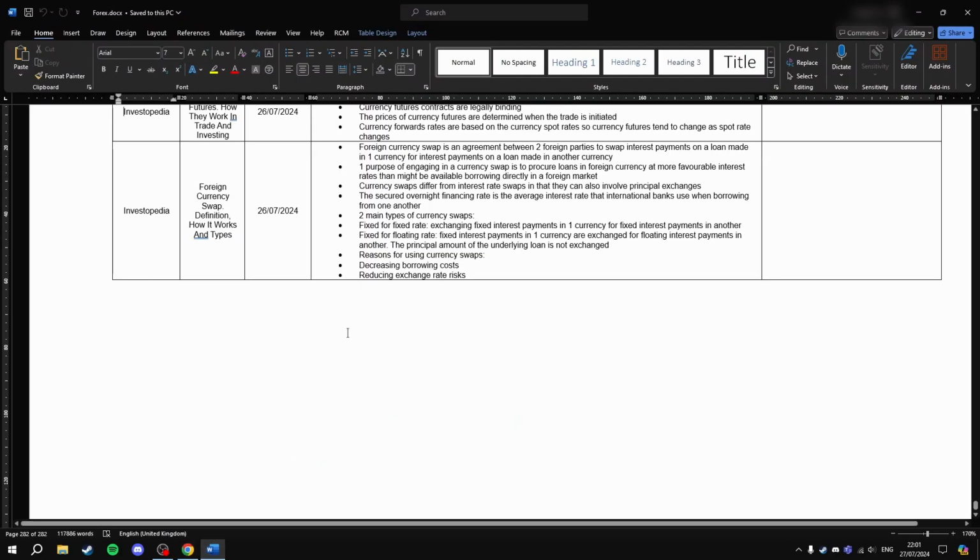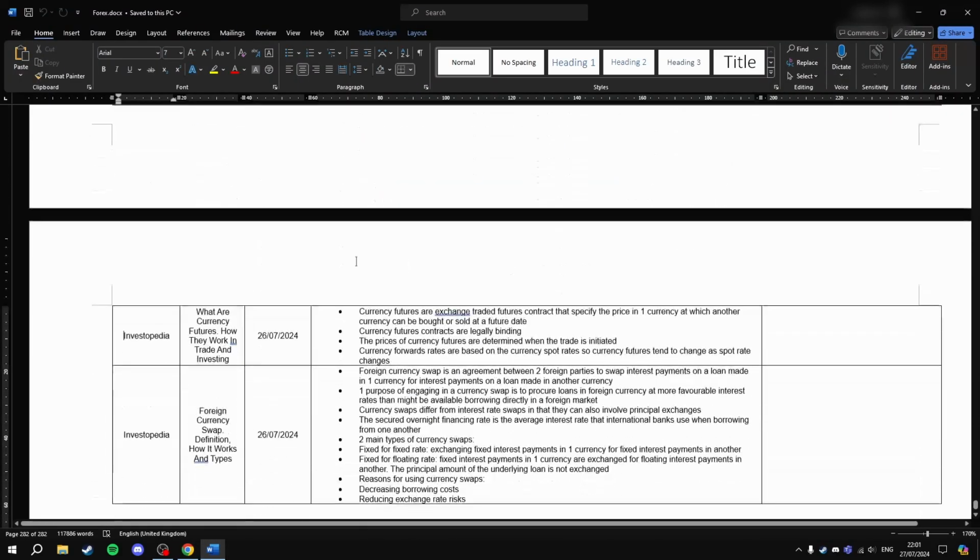So in the last episode we went through what are currency futures, how they work in trade investing. So currency futures are exchange traded futures contracts that specify the price of one currency at which another currency can be bought or sold at a future date. So currency futures contracts are legally binding. The prices of currency futures are determined when the trade is initiated. Currency forwards rates are based on the currency spot rate, so currency futures tends to change as the spot rate changes. And then we went through foreign currency swap, so definition, how it works, and types.